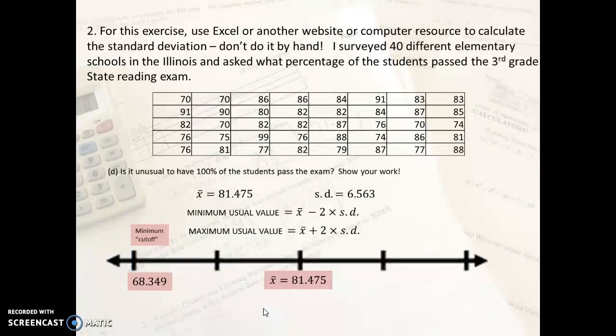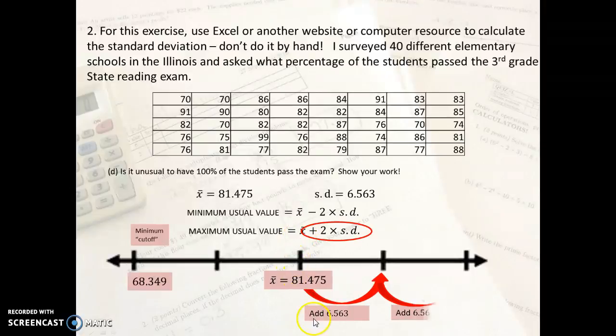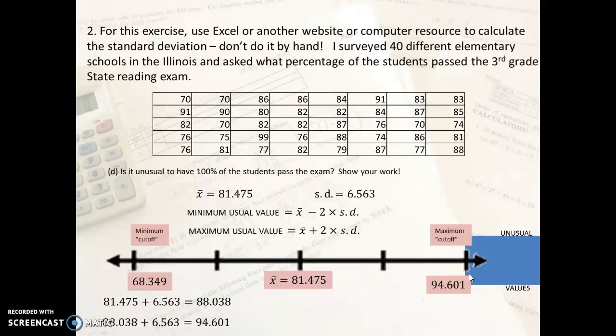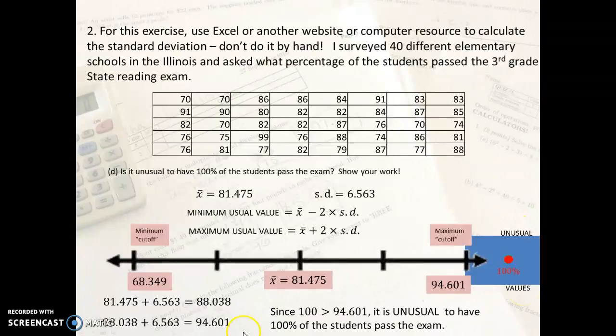You could play the same game with a maximum. Twice, you have to go up twice. How much do I go up by? That's the standard deviation. Do the calculation once, do the calculation twice. I have a cutoff. I know everything beyond it is unusual. And now I can say 100% of the people, I plot that. Whoa, 100 goes right past that cutoff. That 100 looks kind of unusual to me. Right there, there you go. That's how you nice and neatly tie it together.